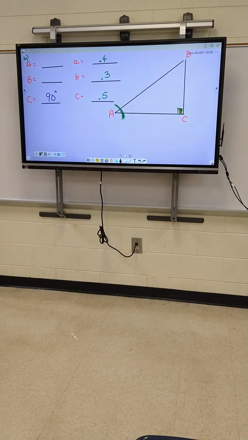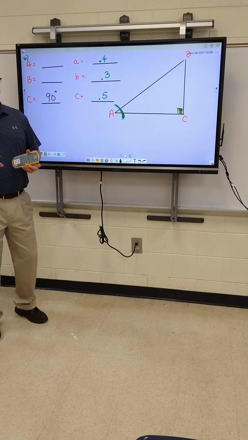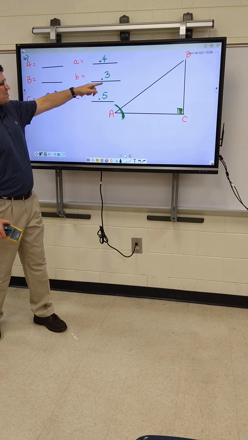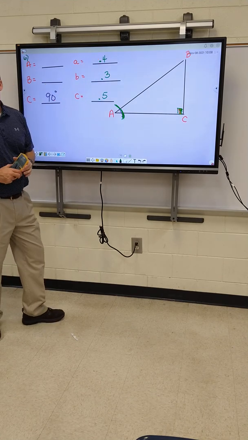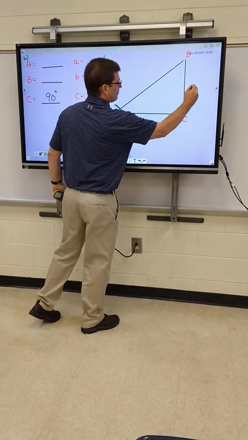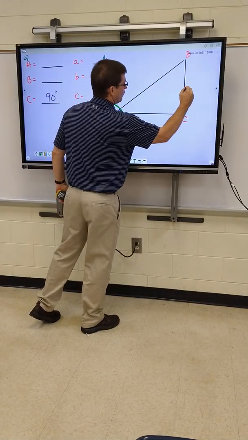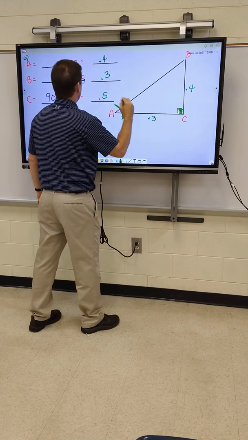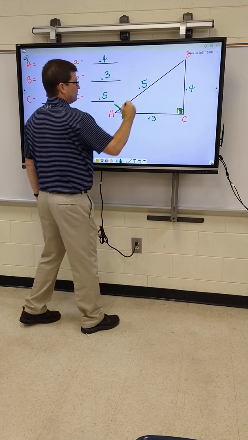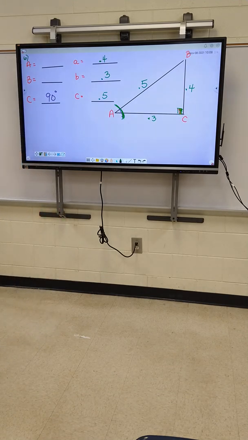Now here's something else we have to do that we haven't had to do before. We have to label all the sides because we've got all three numbers. Where does 0.4 go? 0.4 goes here. 0.3 goes here. 0.5 goes here. Please label your triangle.